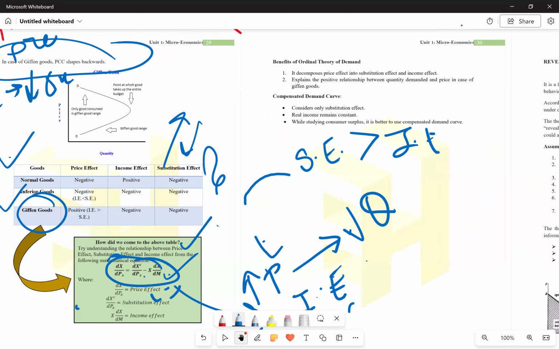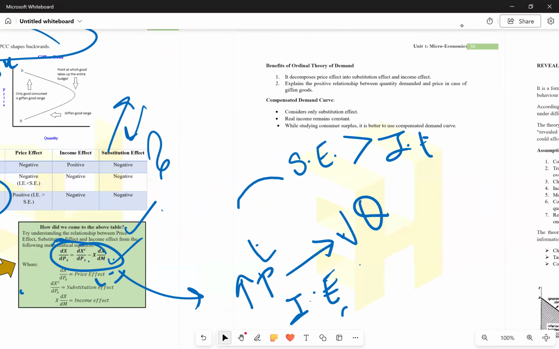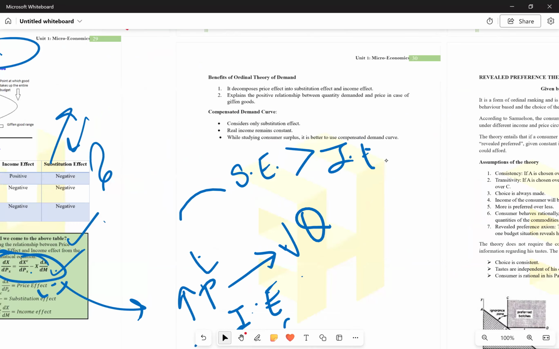Okay. Now, what are the benefits of your ordinal theory of demand? First is that it will divide the price effect into substitution effect and income effect. That's one benefit. And also it tells you about the positive relationship between your quantity demanded and price.